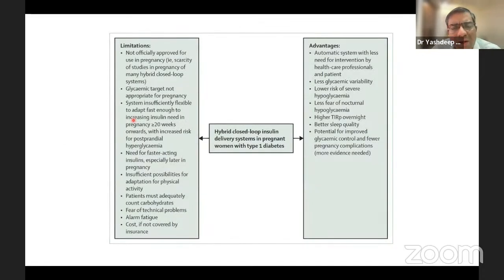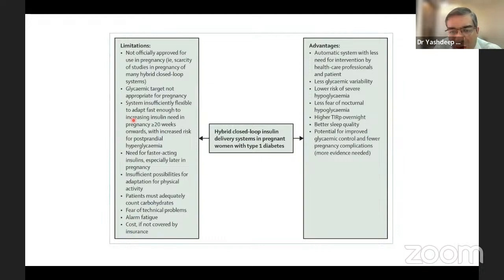Then I showed data regarding CGMS from the CONCEPTT trial. The additional focus that is now currently in pregnancy is the use of hybrid closed loop insulin delivery systems in type 1 diabetes. So what are the advantages of hybrid closed loop? It means there is a CGMS sensor which is linked to the pump. So this linkage can help in management in 4 particular domains.